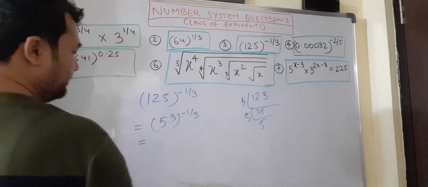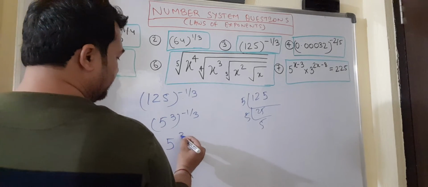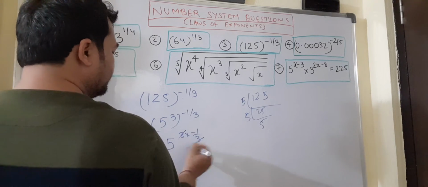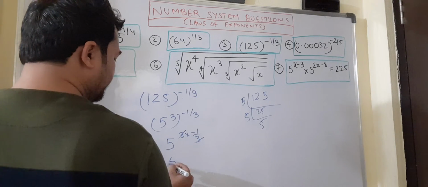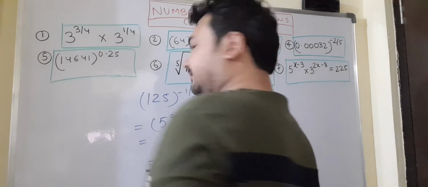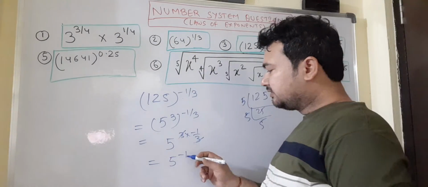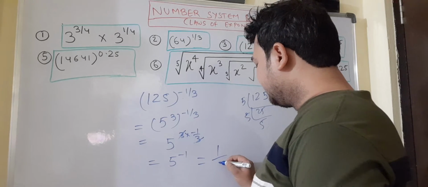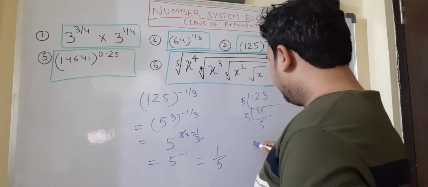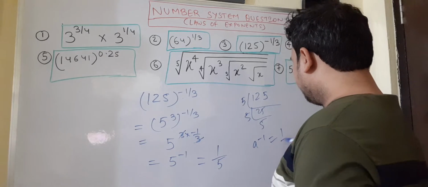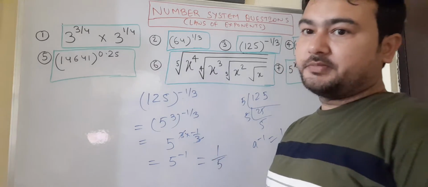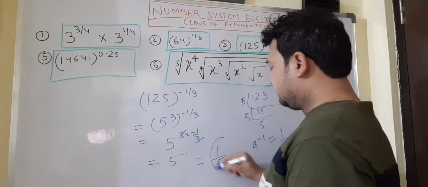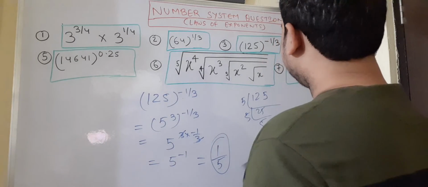Again, just like in the previous question, 5 cube raised to the power minus 1 by 3. The 3s are removed. You get 5 raised to the power minus 1. And anything raised to the power minus 1 is the inversion of that number. A to the power minus 1, what is it? It is 1 by A. 5 raised to the power minus 1, what is it? It is 1 by 5. So 1 by 5 is your answer.